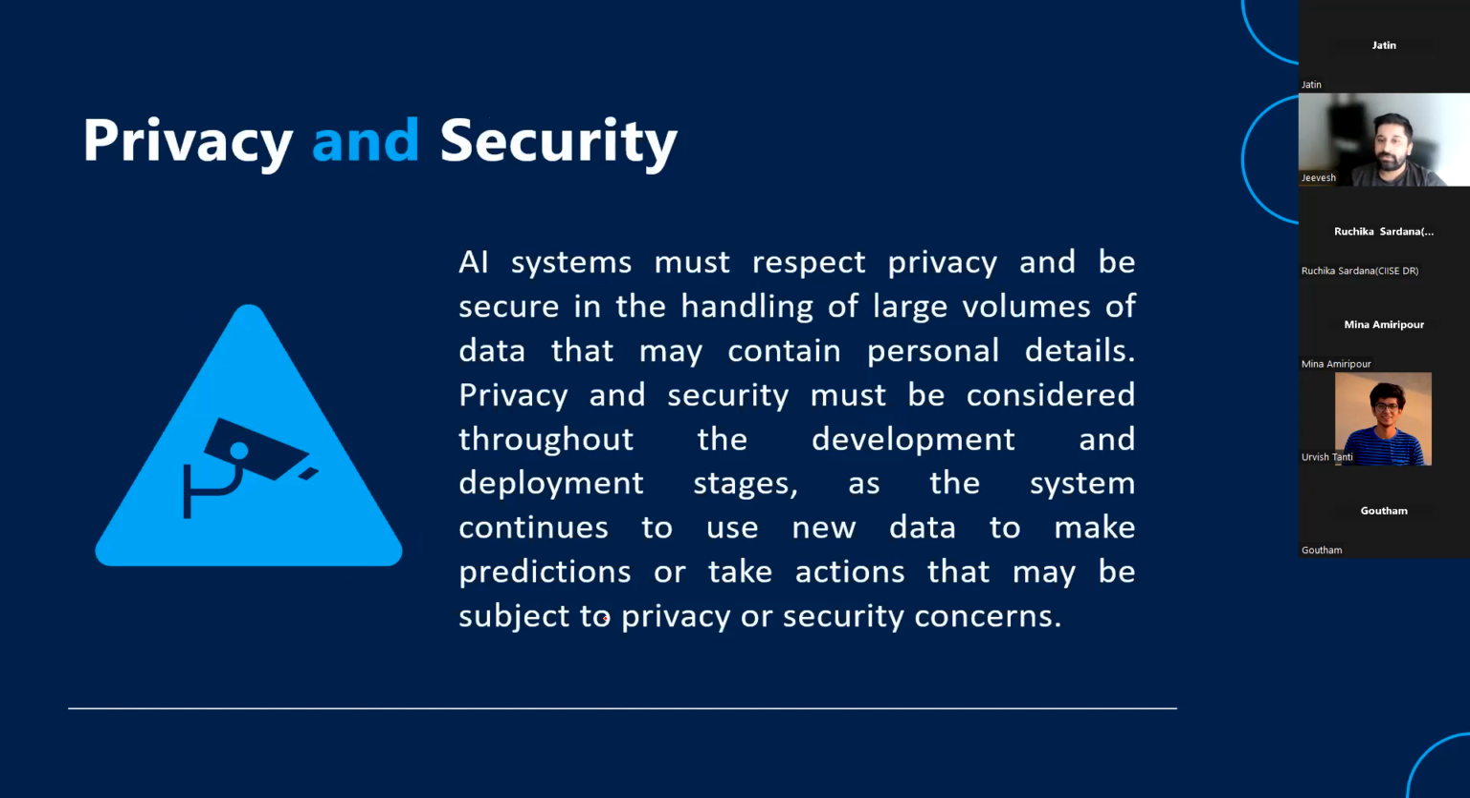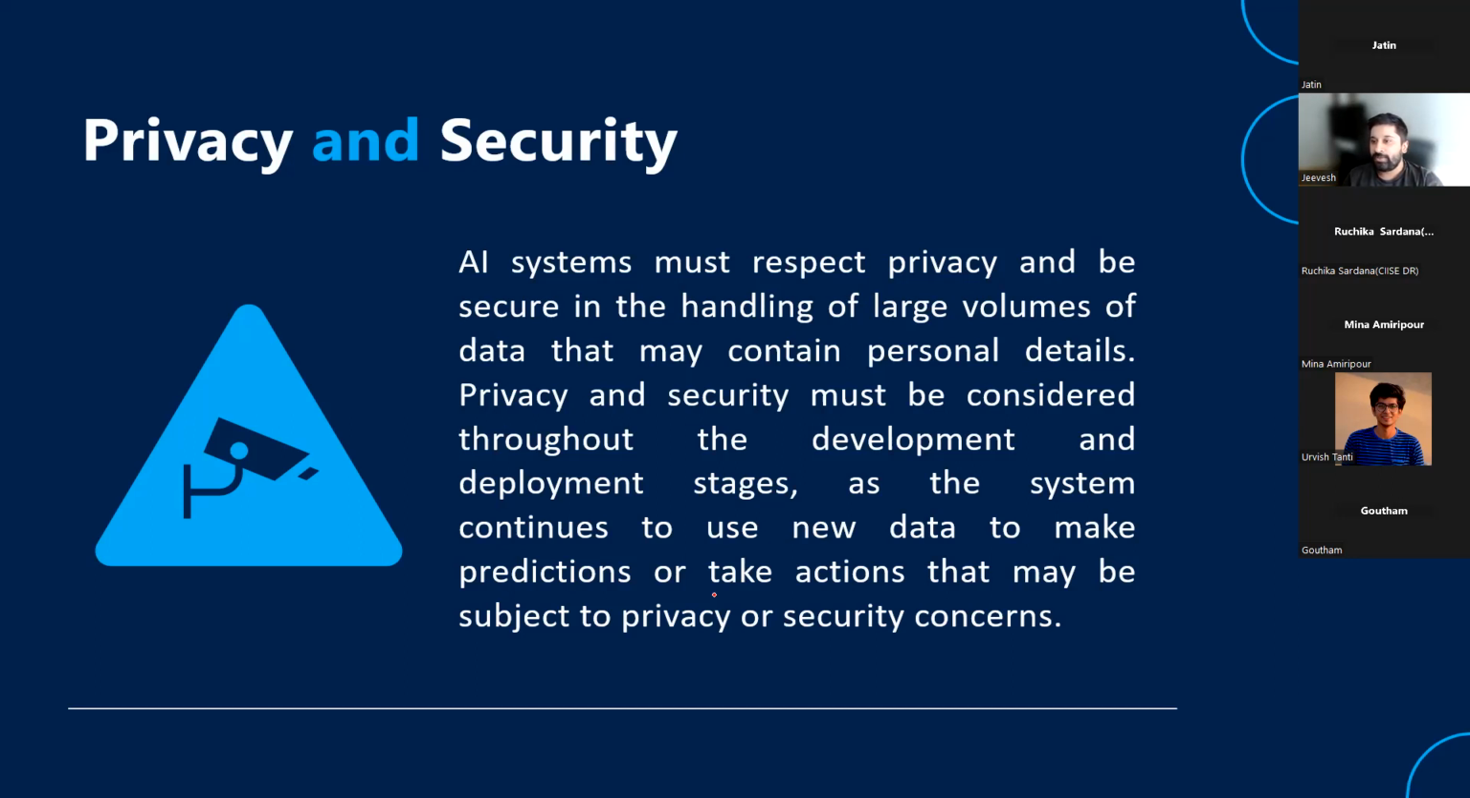Privacy and security. AI systems must respect privacy and be secure in the handling of large volumes of data that may contain personal details. Privacy and security must be considered throughout the development and deployment stages, as the system continues to use new data to make predictions or take actions that are subject to privacy or security concerns. You are getting data along with time, right? You do not want data leakage. If you have data leakage, let me give you an example. You have deployed your AI model on a machine, and the same virtual machine is being used for some other task. If they're using the same resource, someone might be able to gain information from your AI.